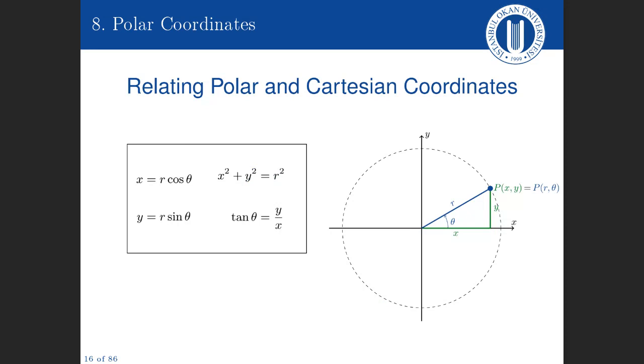We can relate polar and Cartesian coordinates using this picture. Look at this triangle here. Using trigonometry, x is the same as r cos theta, y is the same as r sine theta. So by Pythagoras, x squared plus y squared must be r squared. And then rearranging these, we get that tan theta is y over x.